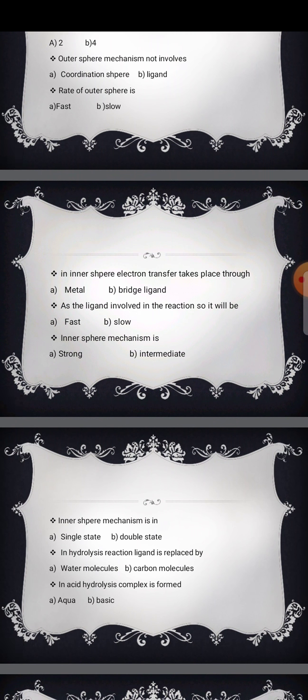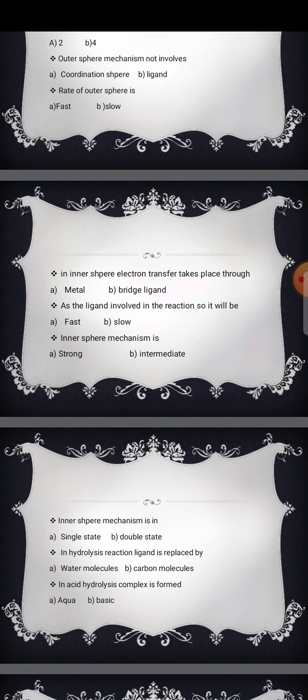In hydrolysis reaction, ligand is replaced by water molecules or carbon molecules? It will be water molecule. In acid hydrolysis, complex formed is aqua or basic? It will be aqua. In base hydrolysis, complex formed is basic hydroxo. It will be hydroxo. In base hydrolysis, ligand is replaced by hydroxyl group or carbonate group? It will be a hydroxyl group.